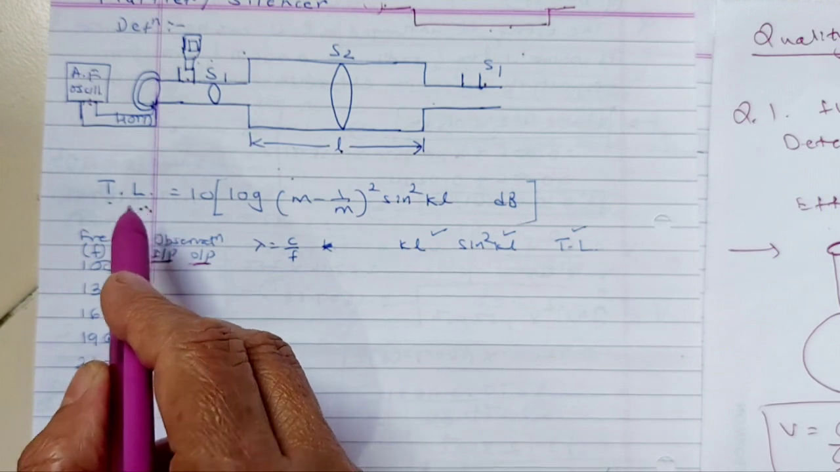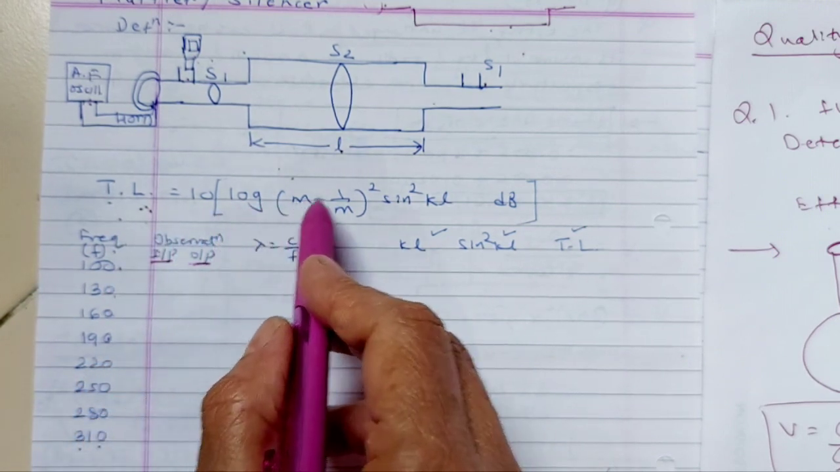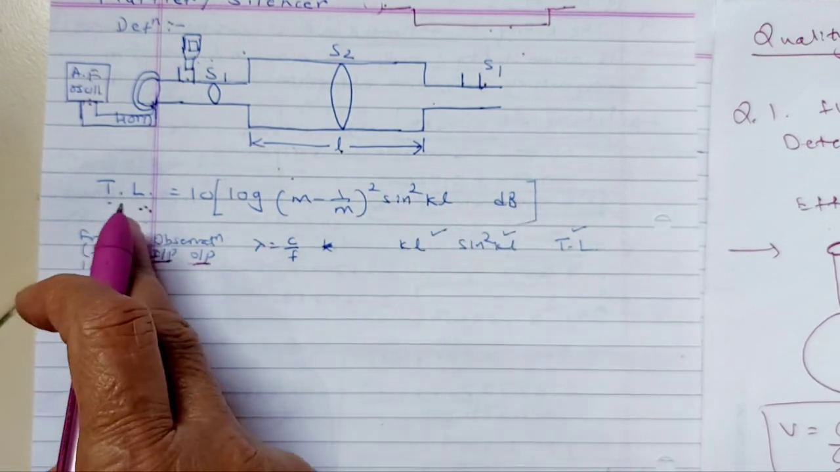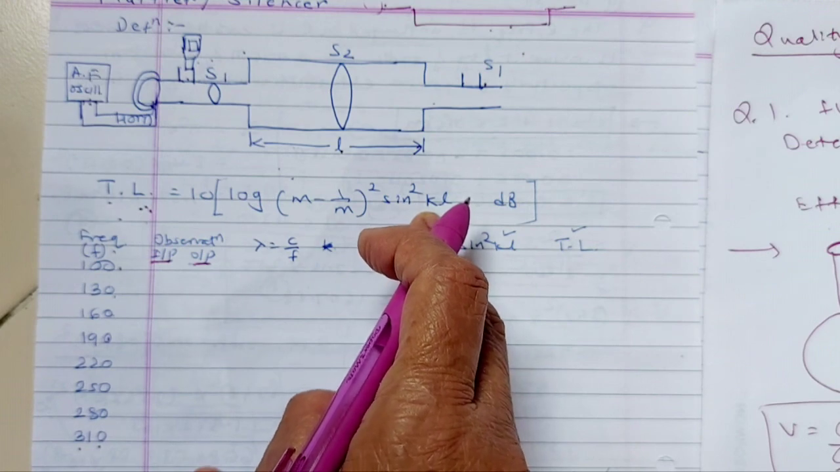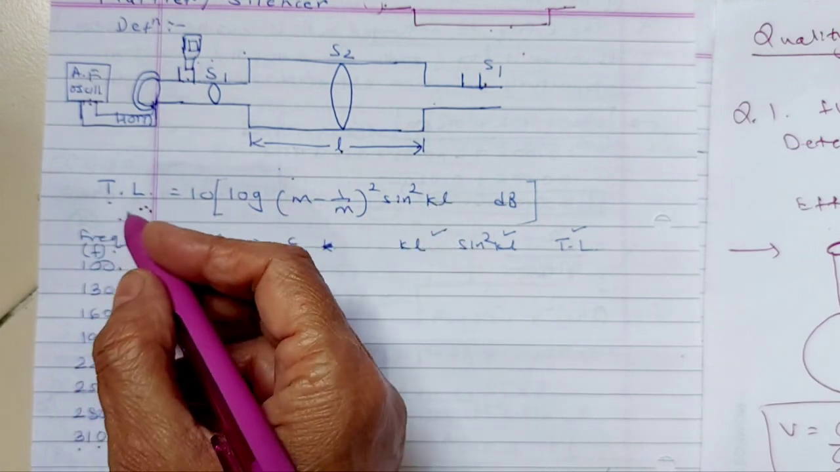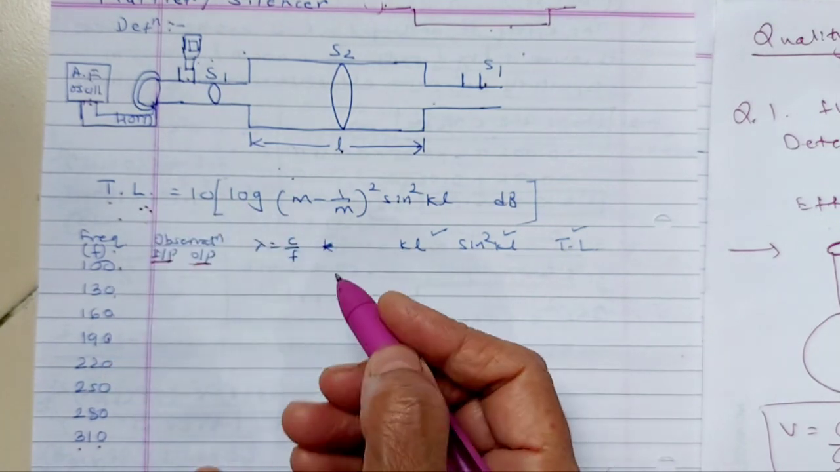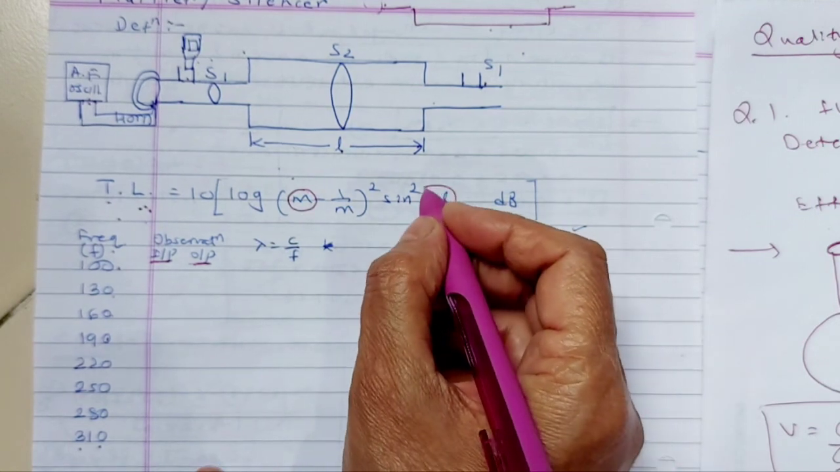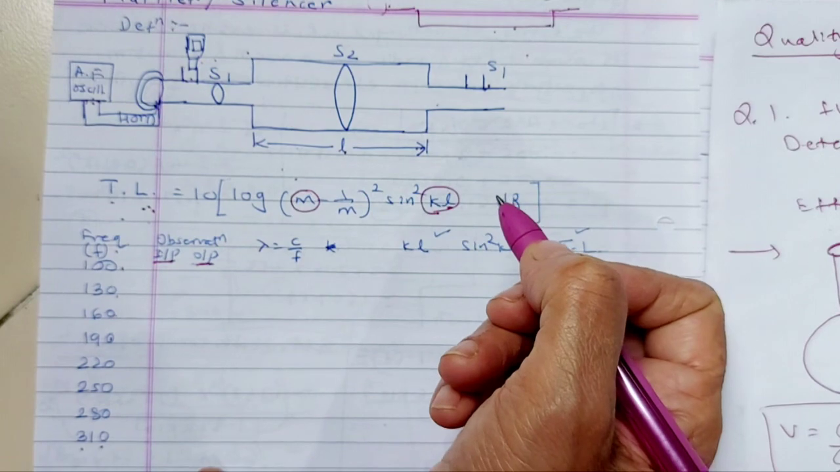For that I use this formula: 10 log of 1 plus one-fourth of (m minus 1/m) whole square sine square kL. Now how you get this is not in our syllabus, so we will not break our head over how this formula has come. But transmission loss you can read more on the net, not an issue at all. Clear? So our job is to measure this m and need to know what this kL is. Out of this kL, L is length, that is understood.